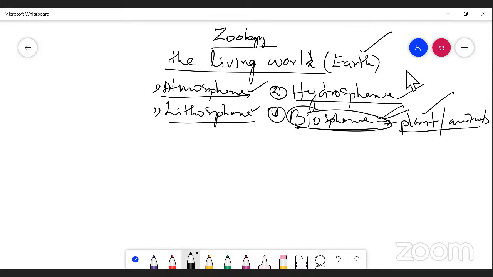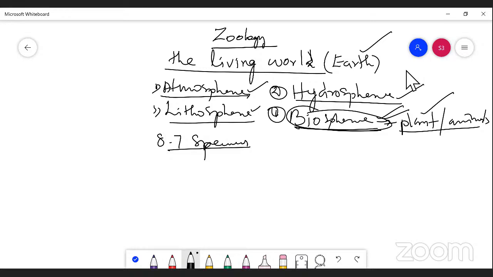From the earth's surface, the earth otherwise called the biosphere, there are about 8.7 million species living in the world. Approximately, this is what we have found out.